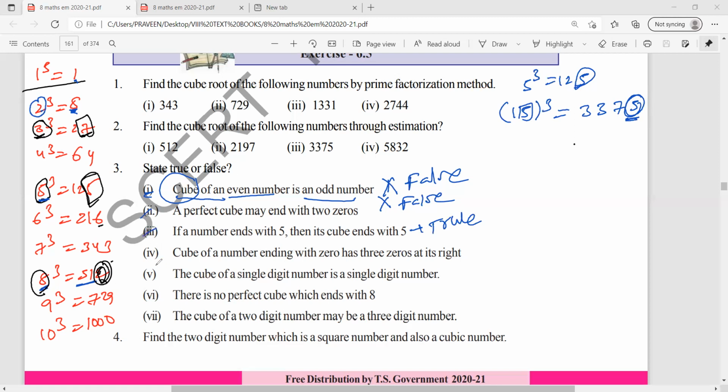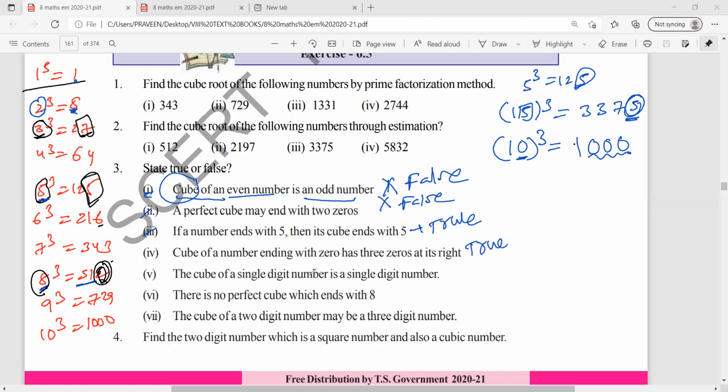Next, 1, 2, 3 is over. Now the fourth one: the cube of a number ending with 0 has 3 zeros at the right side. Okay, let us take 10 as a number. It is ending with 0. If you take 10 cube, how many zeros does it get? 3 zeros at the right side, right? That's also the same thing. The cube of a number ending with 0 has 3 zeros at the right side. It's correct only. So true.